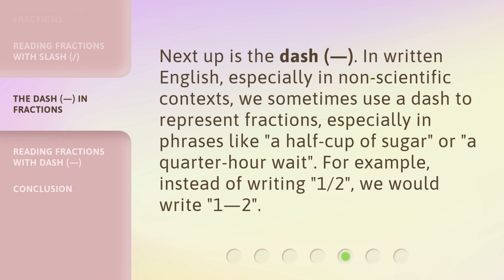Next up is the dash. In written English, especially in non-scientific contexts, we sometimes use a dash to represent fractions, especially in phrases like a half cup of sugar or a quarter hour wait. For example, instead of writing 1/2, we would write 1-2.